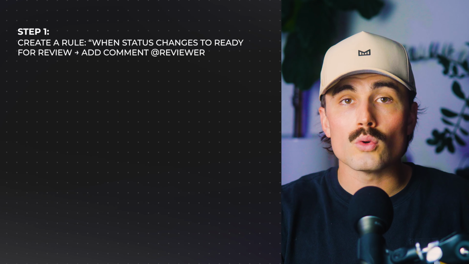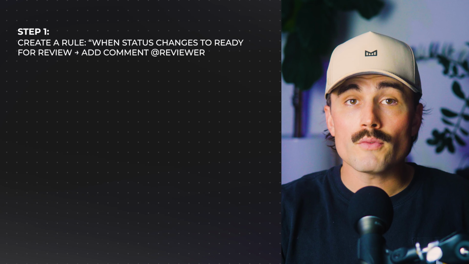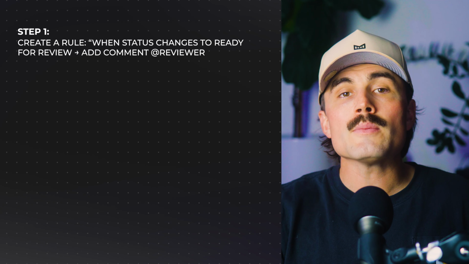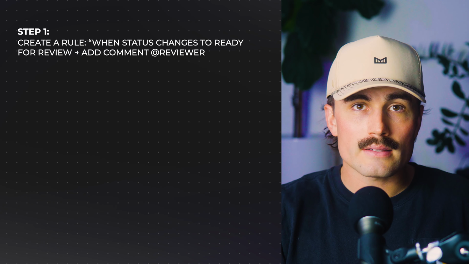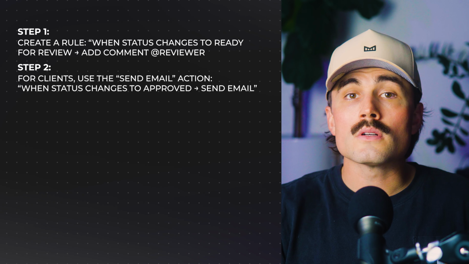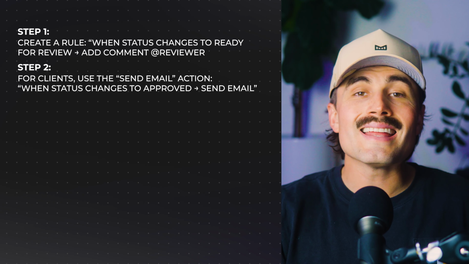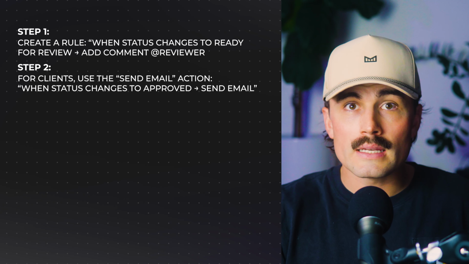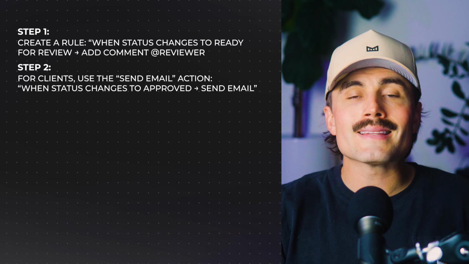Clients appreciate this too. They don't want 27 emails. They want one clean update when something clears the next gate. So here's how to set it up without spamming anyone. Step 1, in automations, create a rule. When status changes to ready for review, add comment at the reviewer, this is ready for you. A comment keeps the context inside the task. Step 2, for clients or non-ClickUp folks, use the send email action. When status changes to approved, send email to client email field with a short note and a task link.